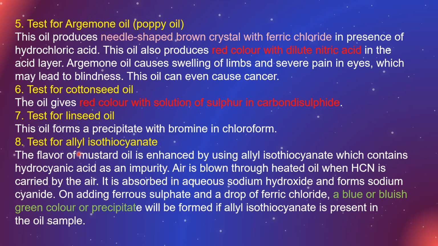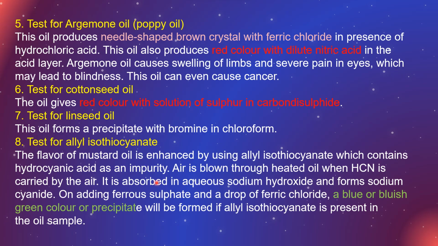Next is allyl isothiocyanate. This is not another oil. It is a compound, a chemical substance. It's an organic compound actually. It can be added to enhance the taste of the mustard oil. This can contain a high amount of hydrocyanic acid as an impurity.